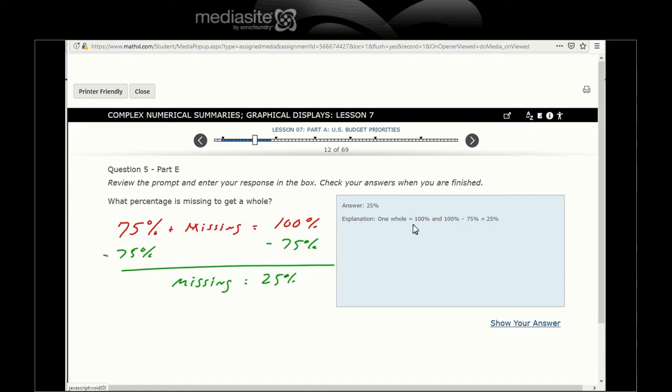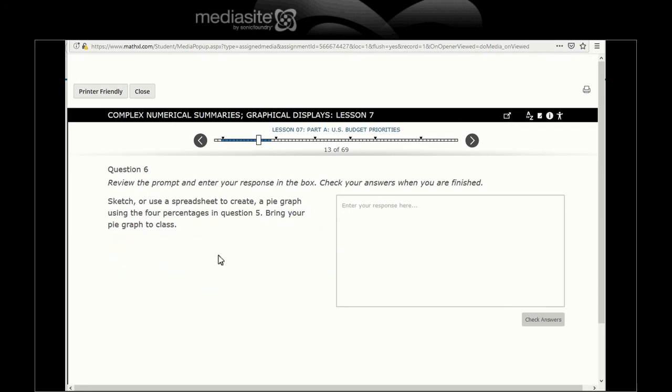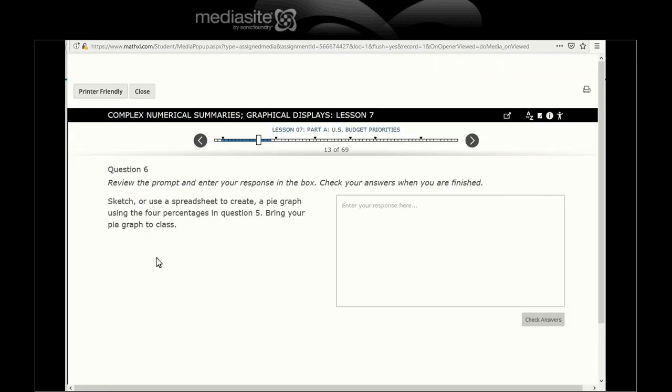And here we have the whole is 100. And we'll subtract 75 to get 25. Let's see, sketch or use a spreadsheet to create a pie graph using the 4 percentages in question 5. Bring your pie graph to class.